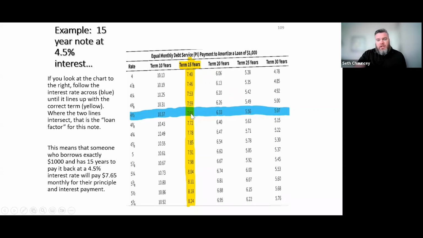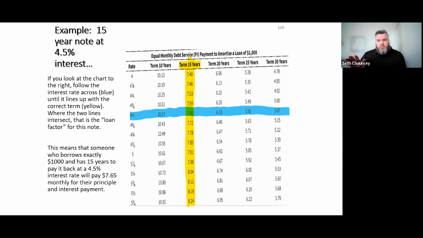you would have to pay $7.65 a month to amortize that $1,000 over the life of the loan. That's what this is saying. Just like I've been showing you what your principal and interest payment had to be, this is your principal and interest payment. You would have to make a principal and interest payment of $7.65 each month to fully pay off $1,000 if you were paying it off over the next 15 years at 4.5%. That's all this is saying.